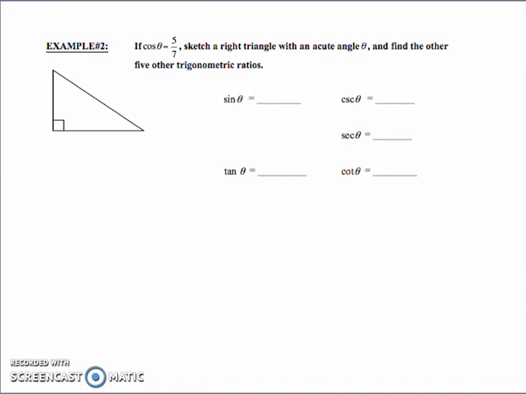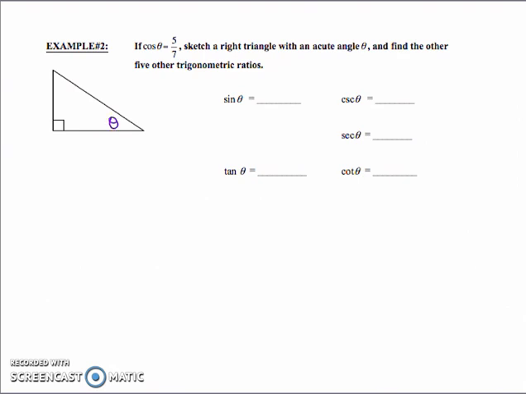Moving on to our next example. If cosine of theta is 5/7, sketch a right triangle with an acute angle theta and find the other 5 trigonometric ratios. It's given to us that cosine of theta is 5/7. So we're going to call this angle right here theta.